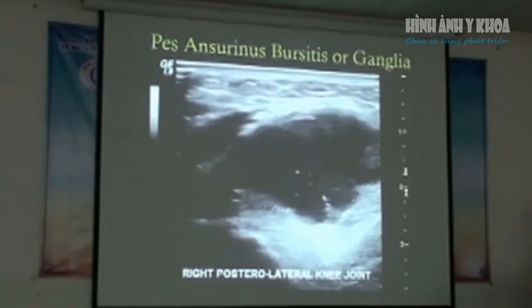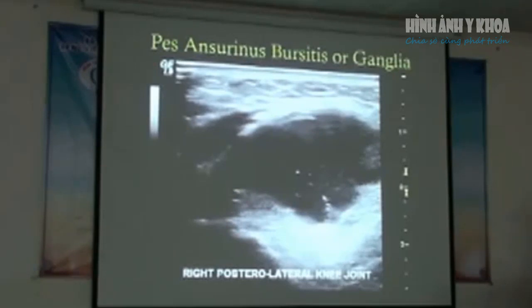So this could either be a large parameniscal cyst that's coming out from the joint, or it's going to be a pes anserine bursa. Normally we would see the tendons compressed and pushed upward by the mass, however we could not identify the tendon here.